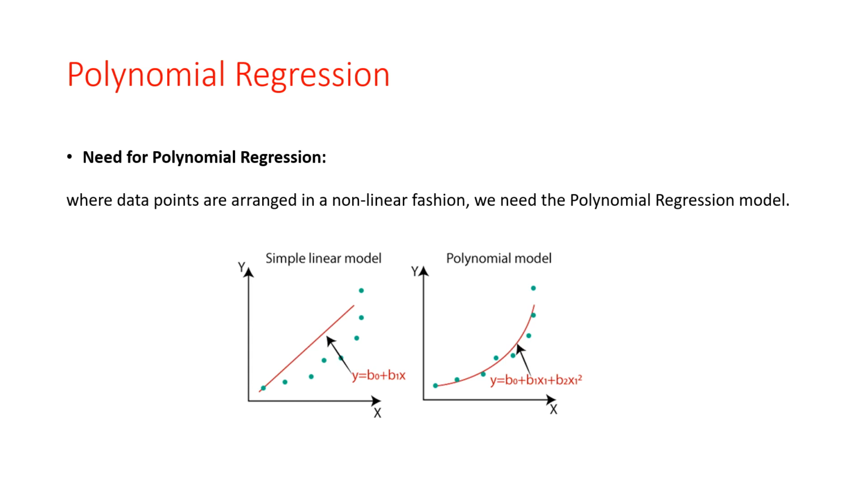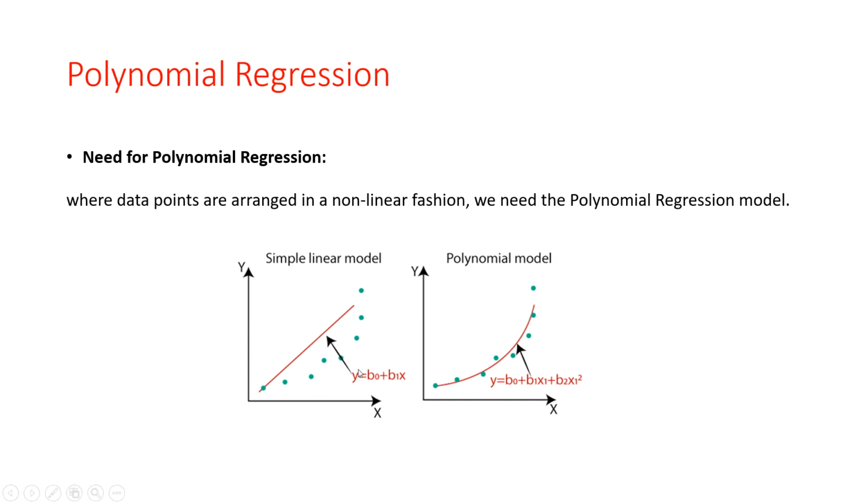But if we apply the same model without any modification on a non-linear data set, then it will produce a drastic output, due to which the loss function will increase. So the error rate will be high and the accuracy will decrease. For such cases where the data points are arranged in a non-linear fashion, we need the polynomial regression model. We can understand this in a better way using the comparison diagram of the linear data set and the non-linear data set.